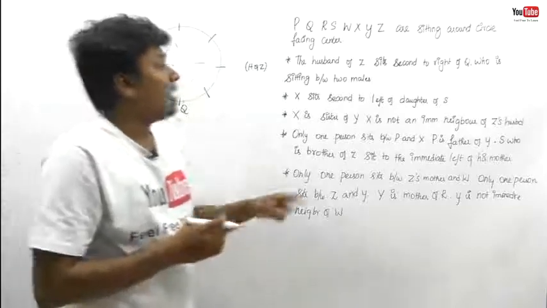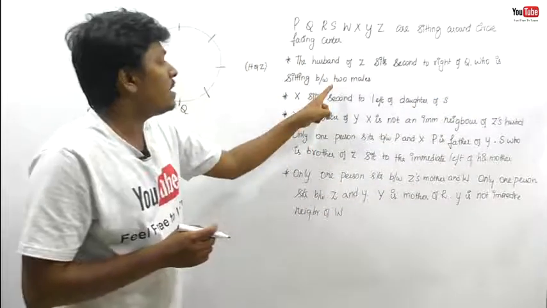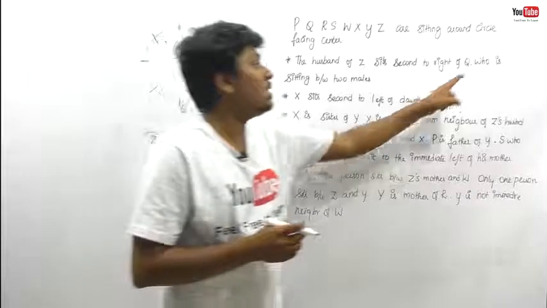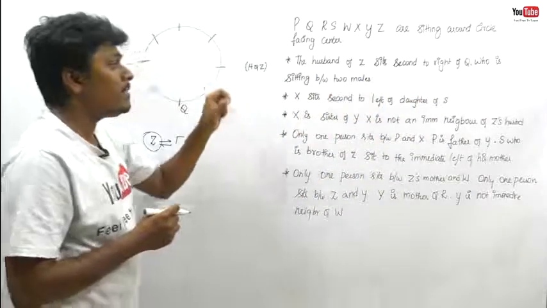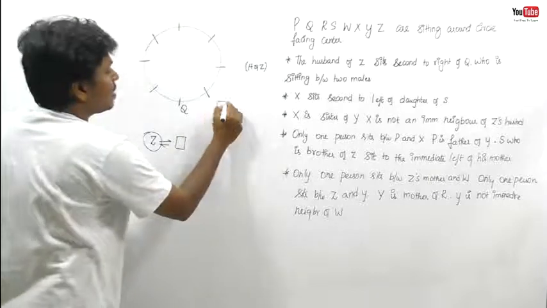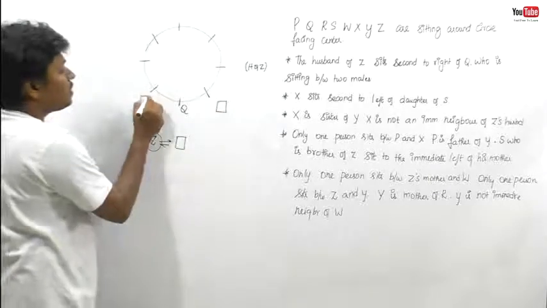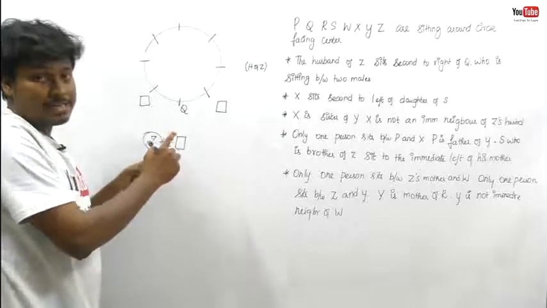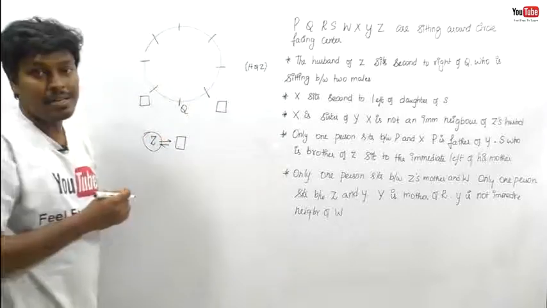Okay, who is sitting between two males? Friends, who determines Q? Q is sitting between two males. They have said that Q is sitting between two males. This is also a direct statement. So I can say that Q is sitting between two males. Because of direct statement, I am concentrating on circular arrangement, right?